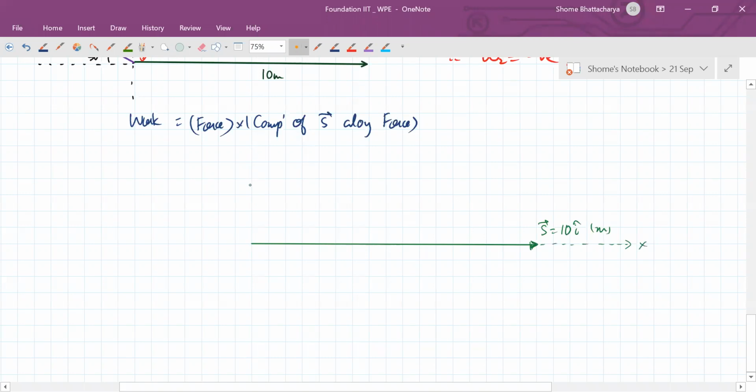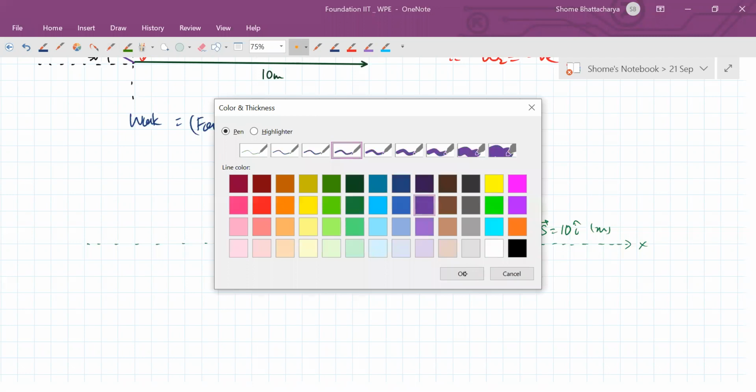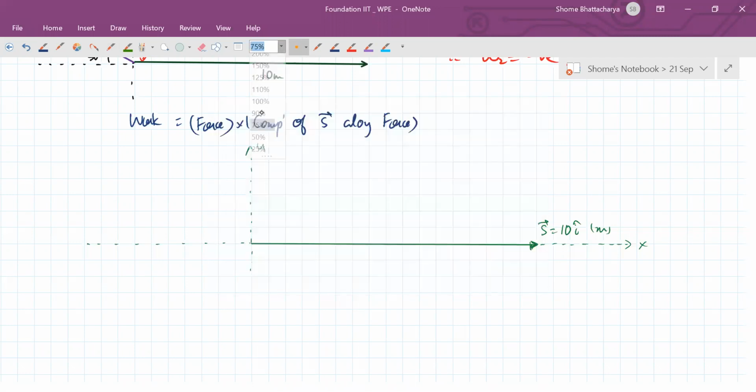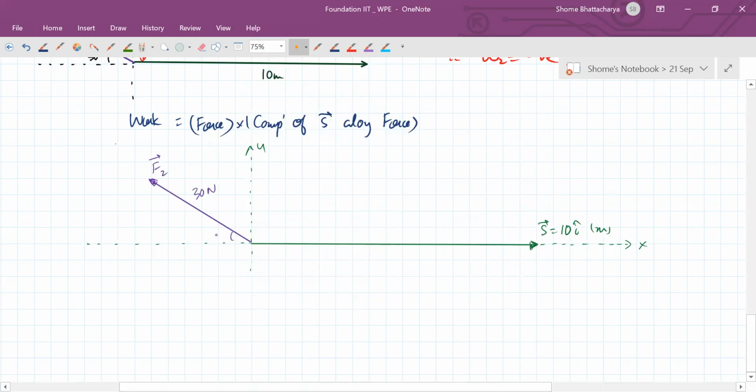This is my x-axis, this is my y-axis, suppose. Okay. Whereas the force vector, on the other hand, is in the second quadrant. So this force F2 is 30 newtons at an angle of 30 degrees.